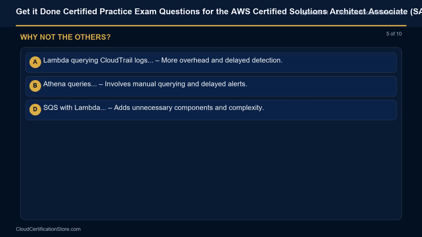Why not option A? Lambda querying CloudTrail logs means more overhead and delayed detection. Why not option B? Athena queries involve manual querying and delayed alerts. Why not option D? SQS with Lambda adds unnecessary components and complexity.